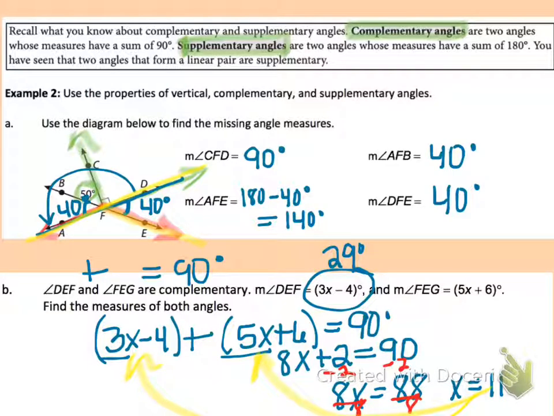And I could just figure out the other angle by subtracting 29 from 90 degrees, but it might be better if I actually plug it in and make sure the angles add up to 90. So 11 times 5 is 55, plus 6 is 61 degrees. And 61 and 29 equals 90. So that's a good way to check it, is plug it into the two separately and then make sure they add up to 90.